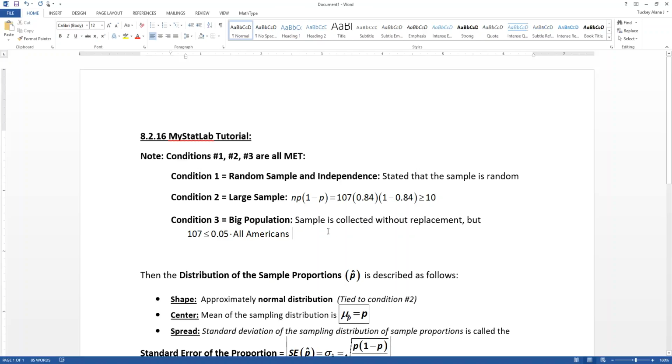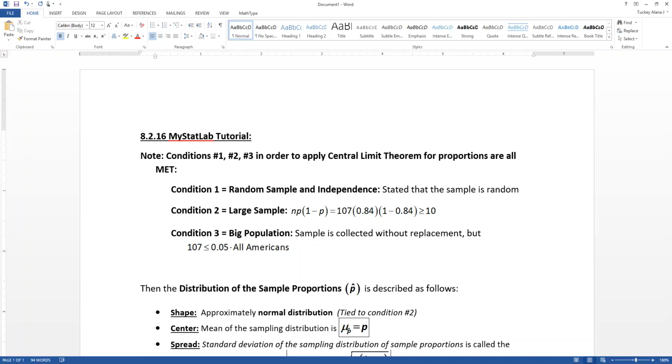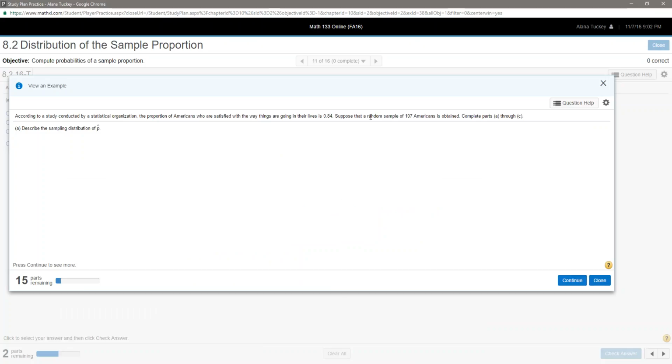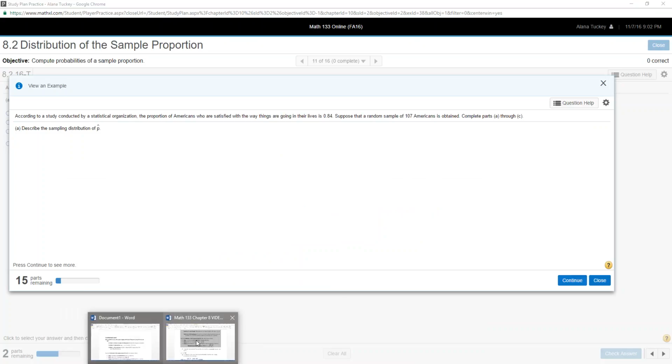All right, so I typed this up, and I just wanted to make a note that the three conditions that we need in order to apply the central limit theorem for proportions, or sample proportions, I should say, are all met. Now what are those conditions? Number one, it has to be a random independent sample. If you look at the problem, it says that it's a random sample of 107 Americans. So that gets us our randomness.